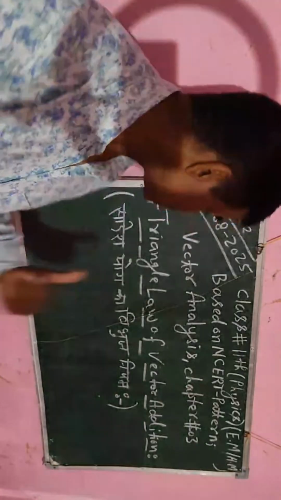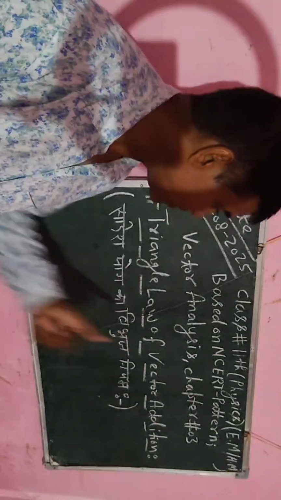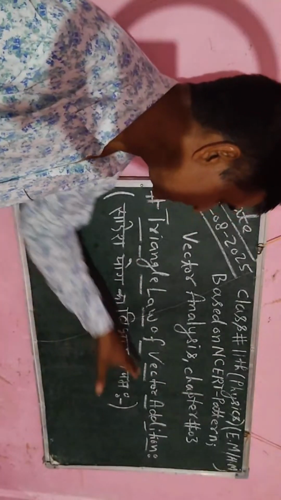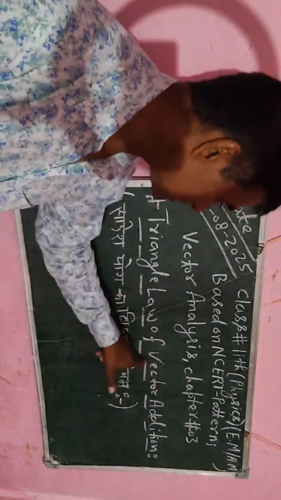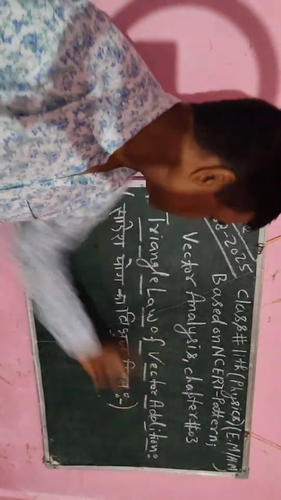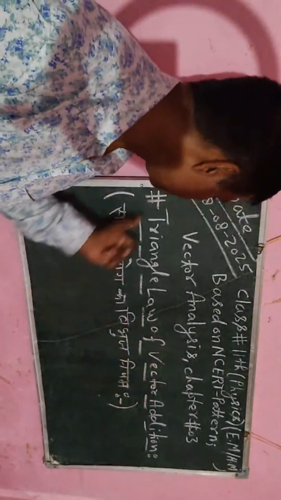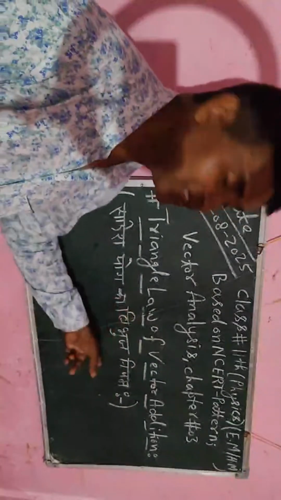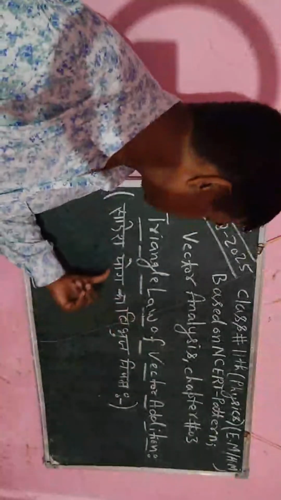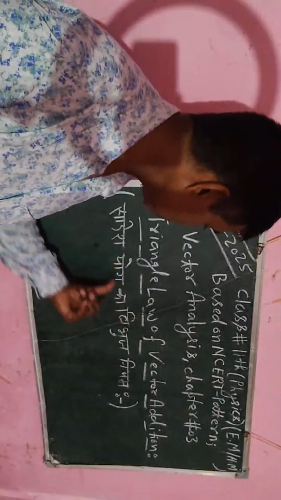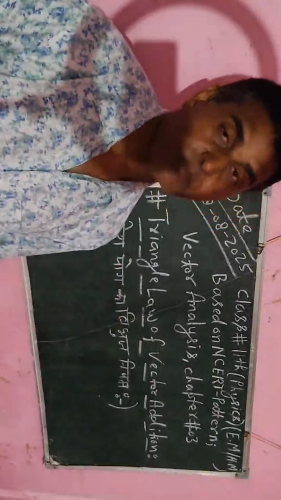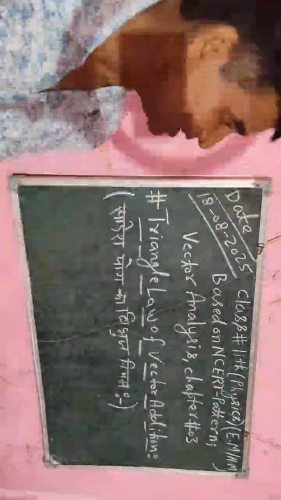Okay. So here the triangle law of vector addition, its meaning is also written. Vector means sadish, addition means yog, of means ka, triangle law, tribhuj niyam. We have to explain this concept in detail.